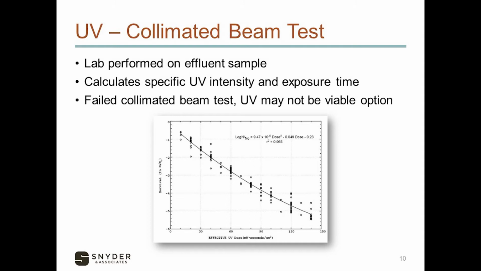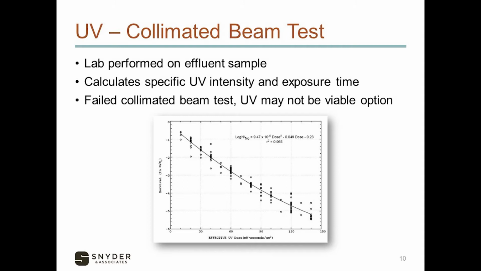So when you run the collimated beam, you get a curve that shows the survival and it shows the effective UV dose. And you can see that the more UV we put in, the lower the survival rate. And that's shown on the graph here. Now we're back to our table. We have said that our transmittance value is less than 45%. So UV is not a viable option.